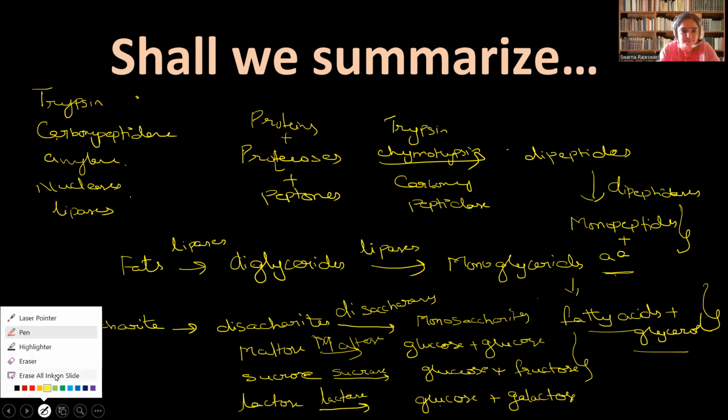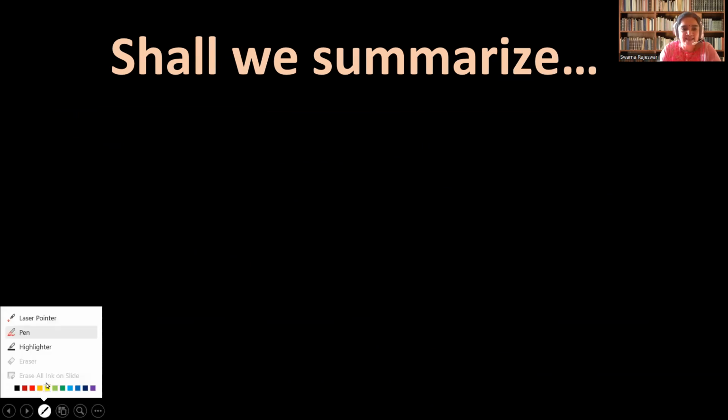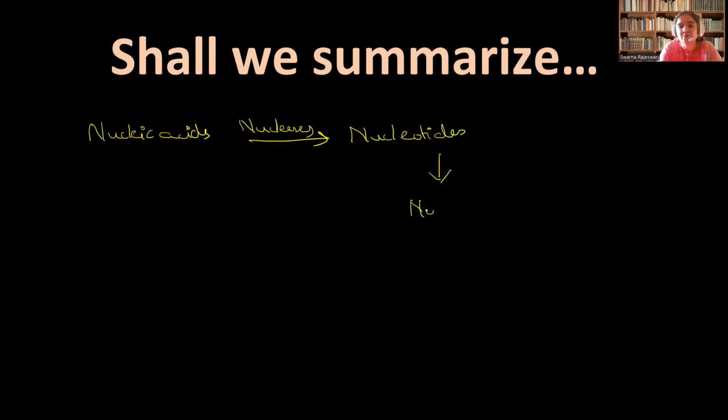Now coming to the nucleic acids. These nucleic acids are also acted upon by the nucleases, where they are converted into nucleotides. Later, these nucleotides are converted into nucleosides. Later, these nucleosides are converted into base plus sugar. So this is the end product of digestion of nucleic acid.